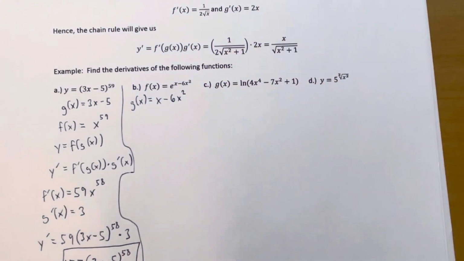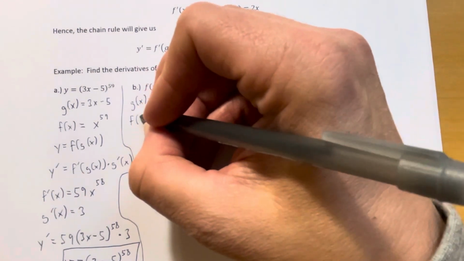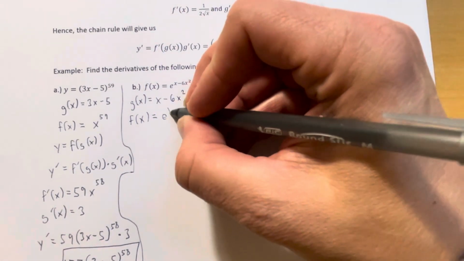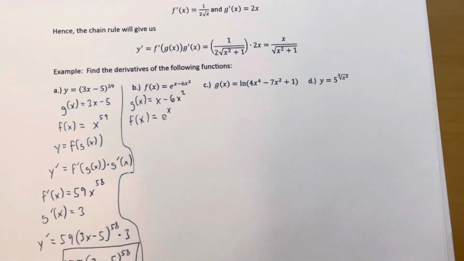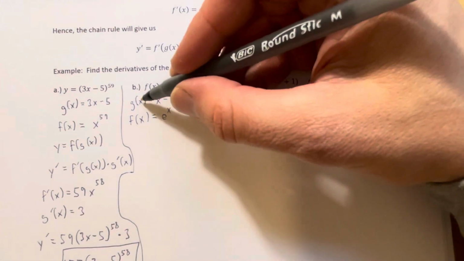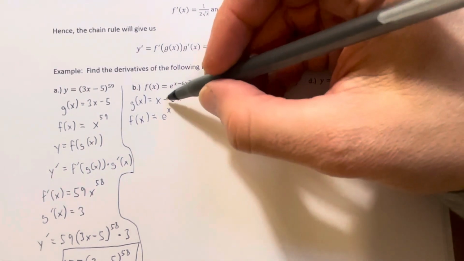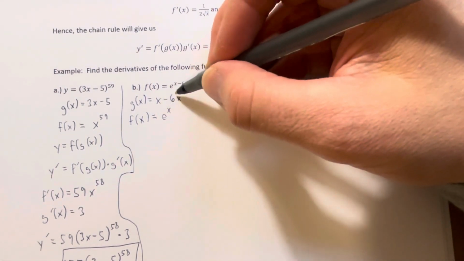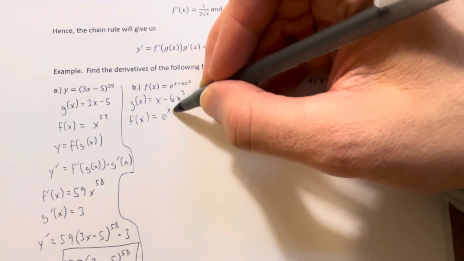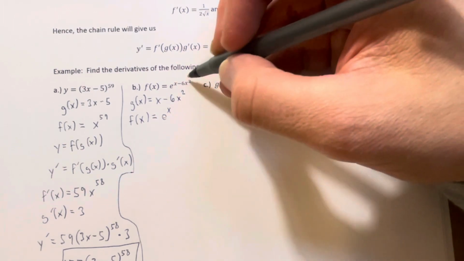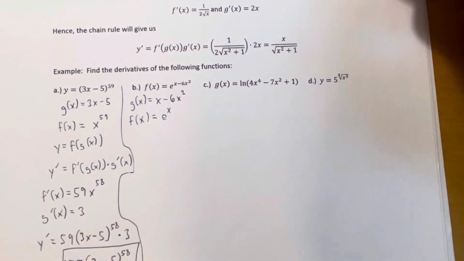Okay. f of x is equal to e to the x. Remember, this is the outside function. So when I take g of x and plug it into f of x to get f of g of x, this expression here, x minus 6x squared, is substituted in for the x here, and I get e to the power of x minus 6x squared. That's what we have right here.